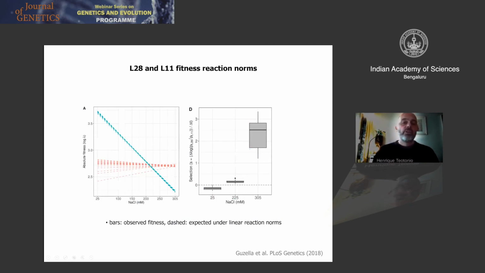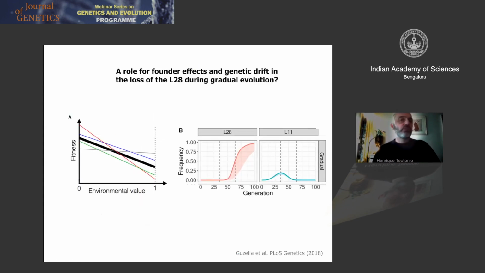And as you can see over here on the right plot, under competition conditions, we have a measure of relative selection, and you see that the two lineages cross at around 225 of NaCl concentration, which is what was expected from the modeling. So this was a nice empirical verification of our modeling, but we have not addressed our original question, which is: is there a role for founder effect and genetic drift in the loss of the lineage, which we previously found is the best lineage, like the great genotype, during gradual evolution?